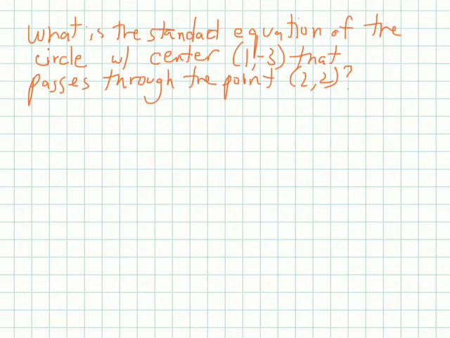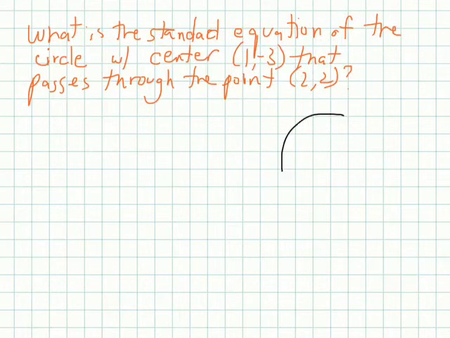So what is the standard equation of the circle with a center at (1, -3) that passes through the point (2, 2)? Well, first we're going to have to use the distance formula to find out the distance between these two points, and that will be our radius. And let me just explain why.